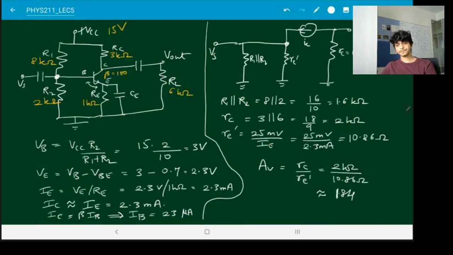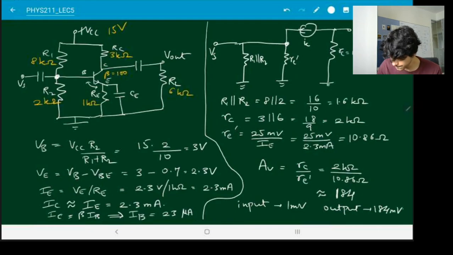So for this CE amplifier, you get a gain factor of 184. So for example, if you put in an AC input of around 1 millivolt, what this means is that your output is going to be 184 millivolts. So that's why this is an amplifier.